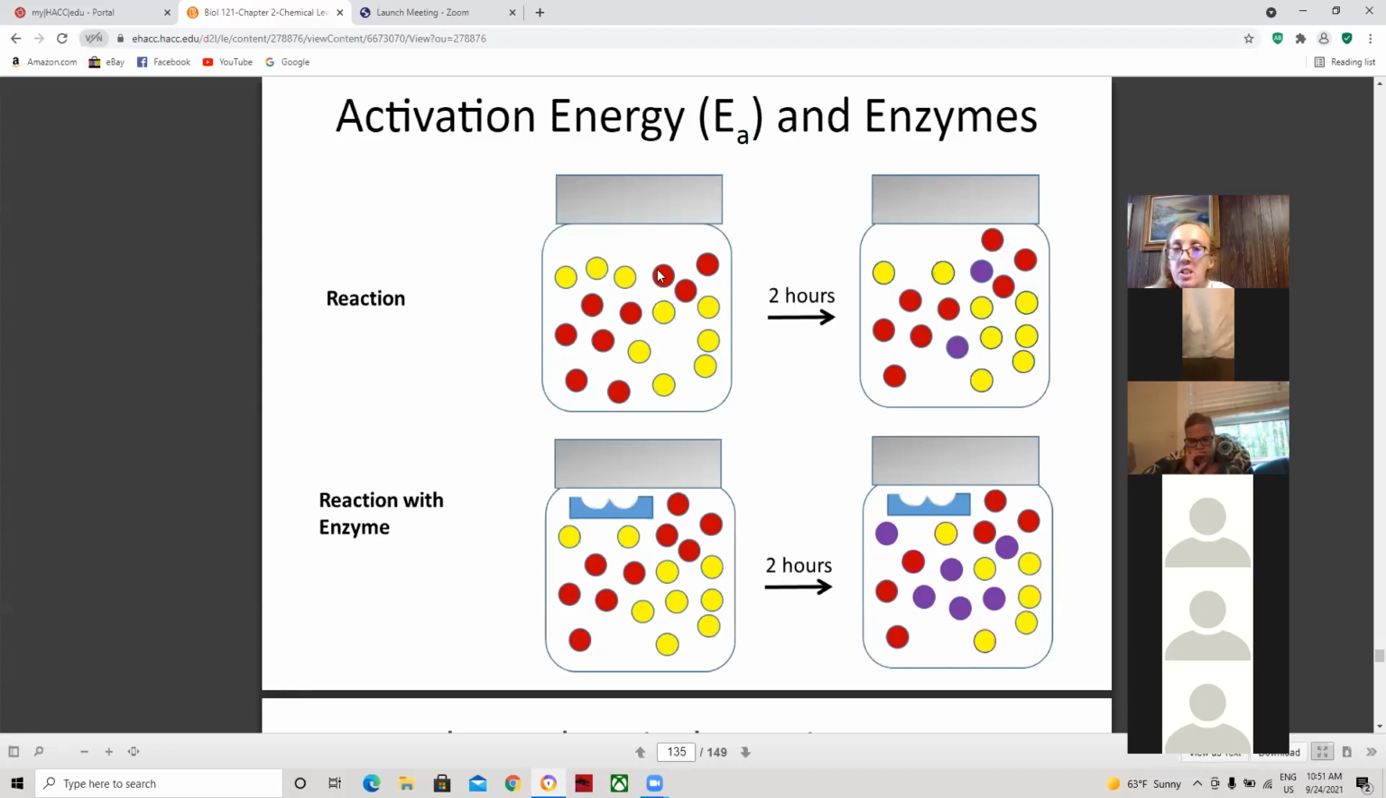So in this jar, I have some yellow reactants, my yellow balls, and I have red balls. And I just start shaking this bottle. I'm shaking it, I'm shaking it. If the yellow ball and the red ball react at the right angle and with enough force and possibly stay together long enough, they will form a purple ball.